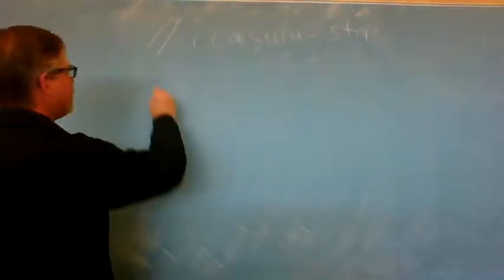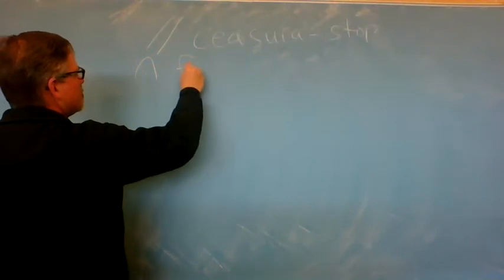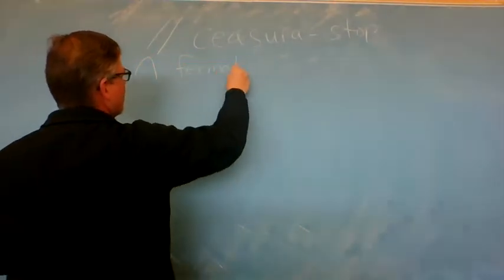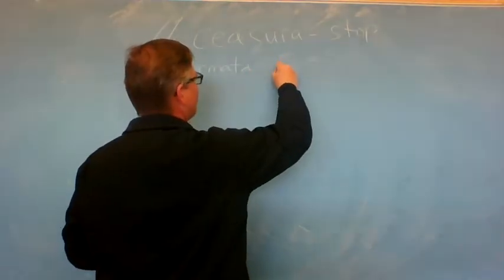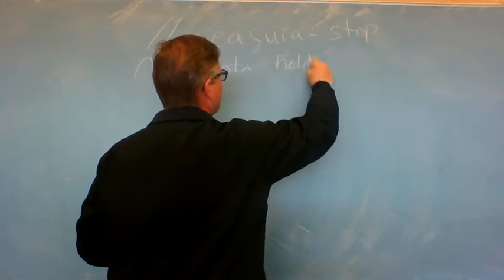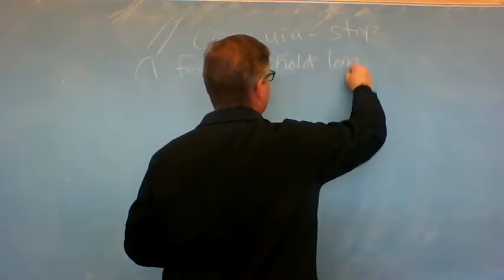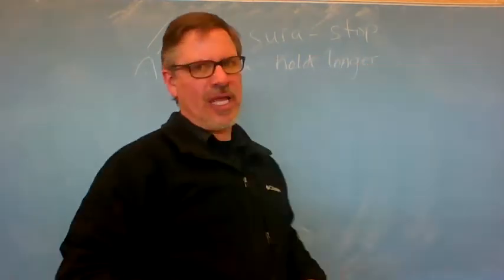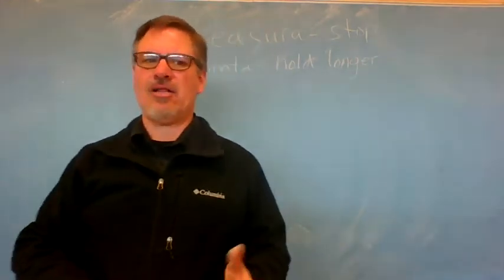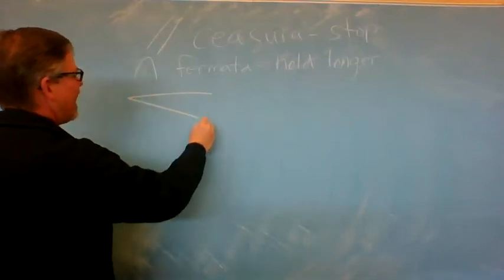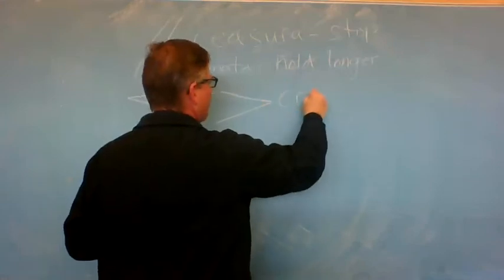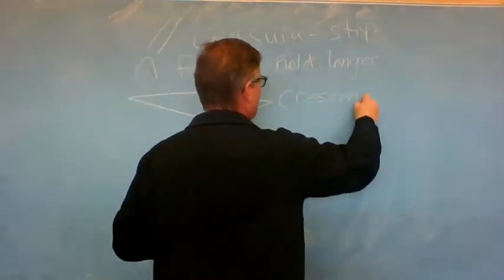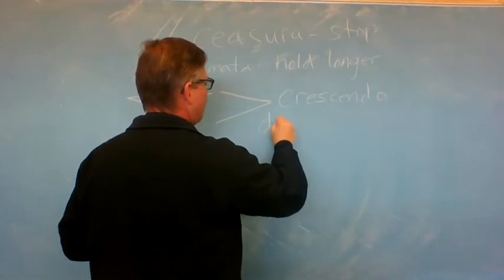We have a fermata, also known as the bird's eye by people. It means to watch the director, hold longer. The most important thing is to look at the director to figure out how long that's going to be. You have your crescendos to get louder, your decrescendos to get softer. So we have crescendo to get louder, decrescendo to get softer.